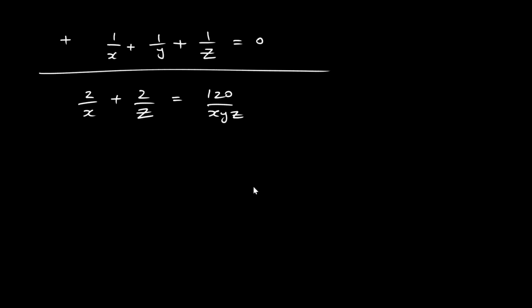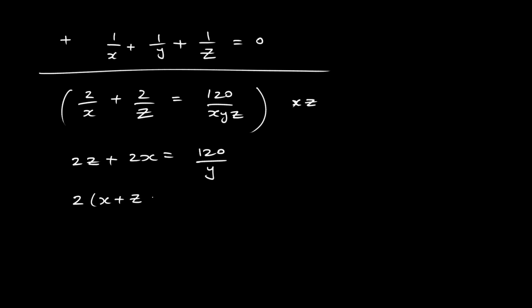So what we would do from here is to multiply both sides of our equation by xz. We're going to be multiplying by xz to get rid of the xz from the right hand side, and also to get rid of the fraction on the left hand side. So we'll be left with 2z plus 2x being equal to 120 over y. All right, so we could actually factor out the 2. So x plus z is equal to 120 over y.